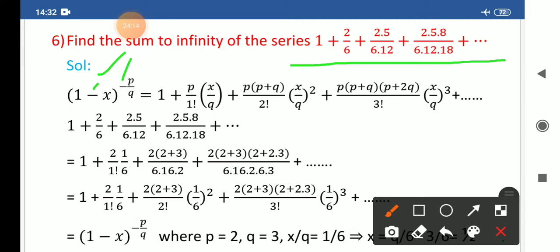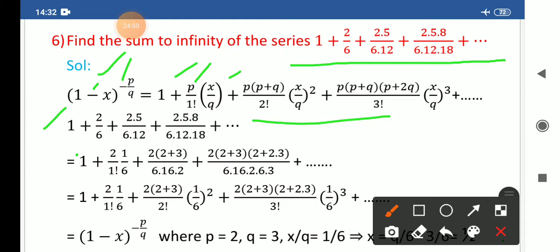1 plus p by 1 factorial into x by q plus p into (p plus q) by 2 factorial into (x by q) whole square, like this. You remember this formula, it is very important. Now we transform the given series into this form. This is our problem, and this is our formula. Now we transform our problem into this form. So 1 is given, and this is p by 1 factorial into x by q. Just observe and make a plan. What is p?